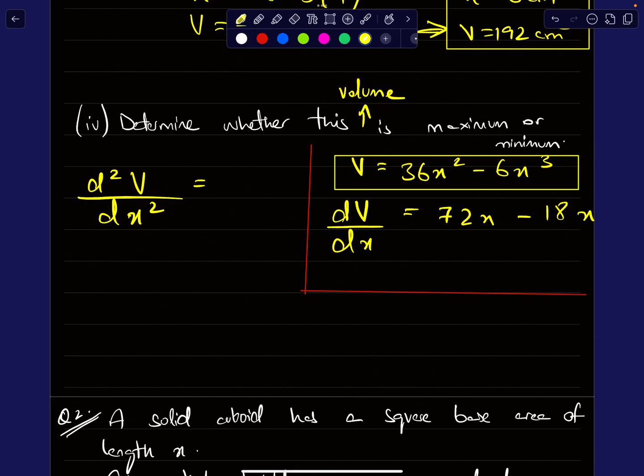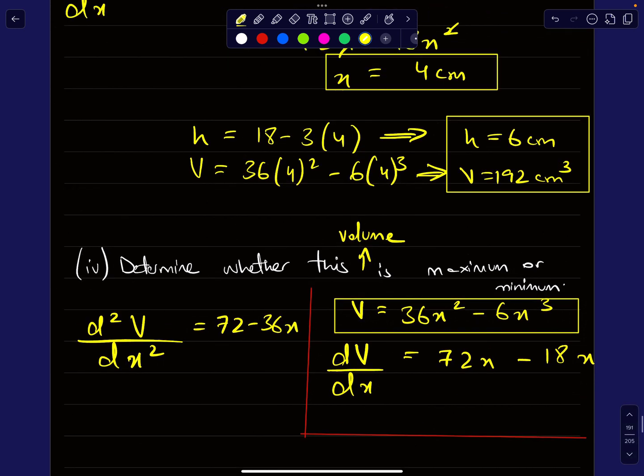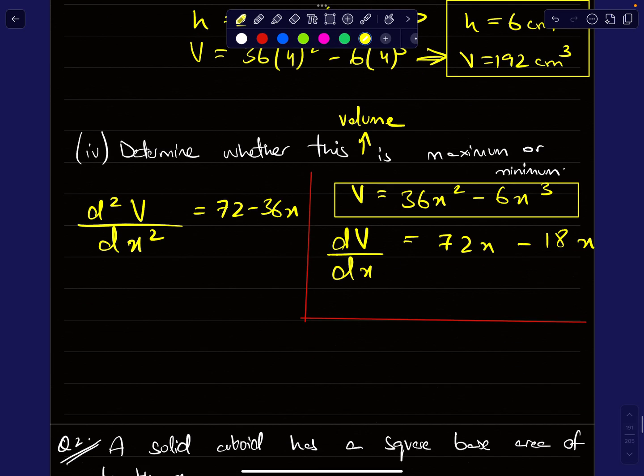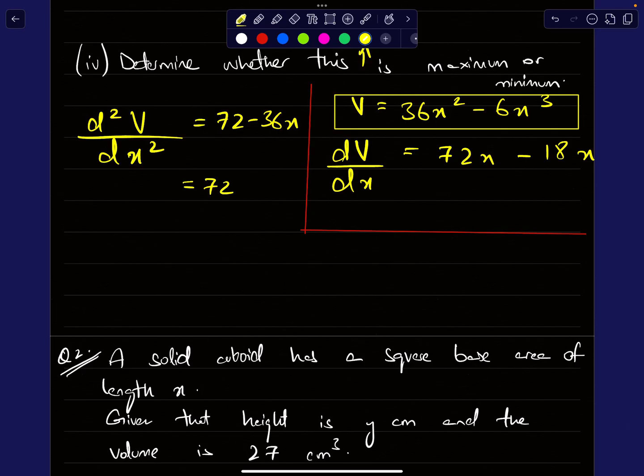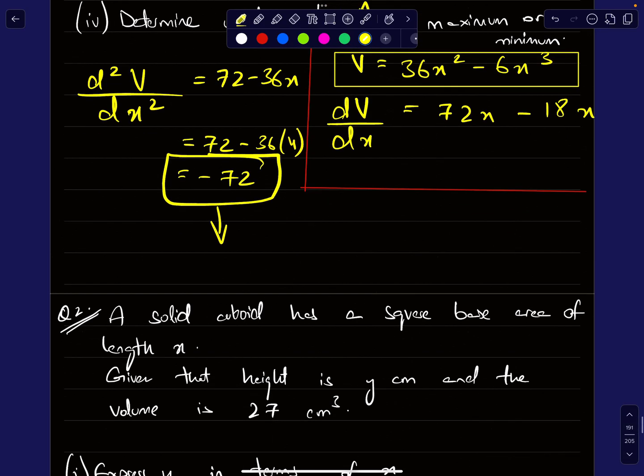So the double derivative turns out to be 72 minus 36x. Since the value of x which we found was 4, we'll substitute that, and we'll turn out to have a minus 72. Since minus 72 is negative, thus the volume is maximum, since minus 72 is less than 0.